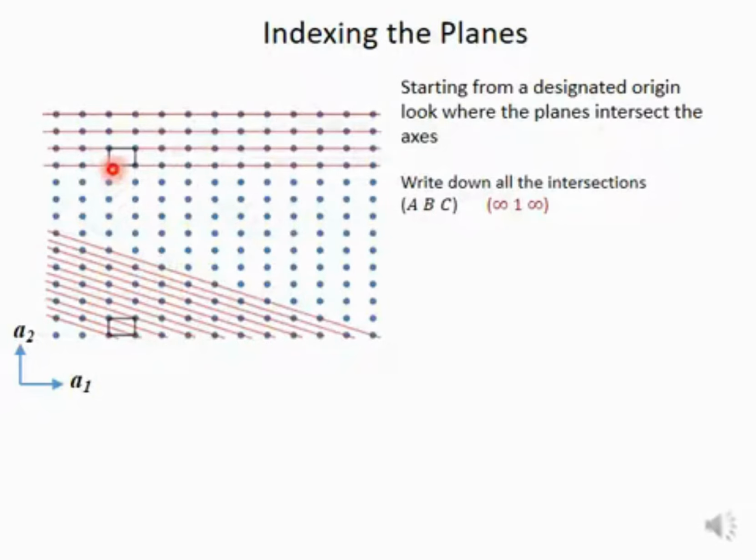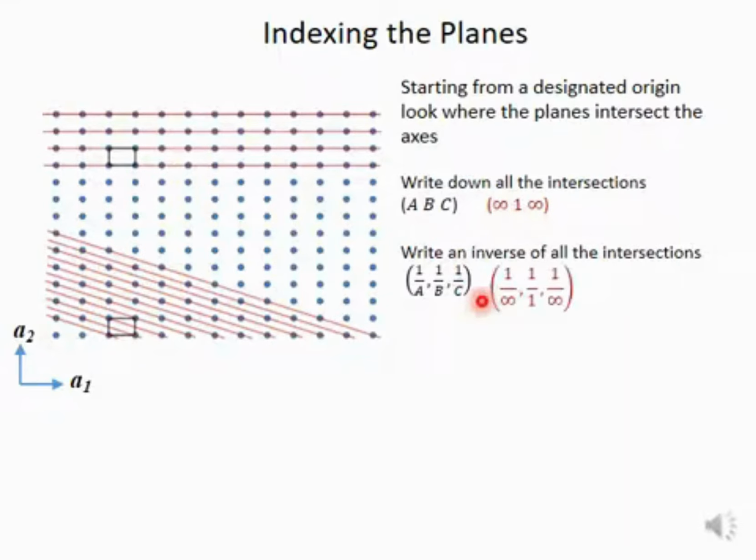Third, I'll move in another direction, along a3, and these planes are extended infinitely along a3, so they don't intersect a3 at all. So the three intersections are along the primitive lattice vectors a1, a2, a3. Then you take the reciprocal of these three intersections: infinity, 1 and infinity.